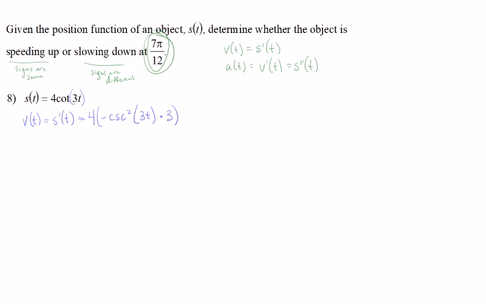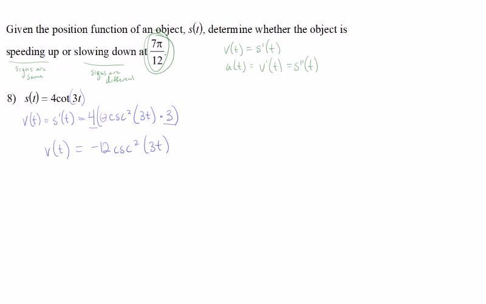Constant multiple, that 4 just goes in front. Derivative of the outer function is negative cosecant squared, keep the inner function the same, and then multiply by the derivative of the inner function. Now I'm going to simplify a little bit. I'm going to combine the 3 with the negative and with the 4, and I'm going to end up with negative 12 cosecant squared of 3t. And that's our v of t.